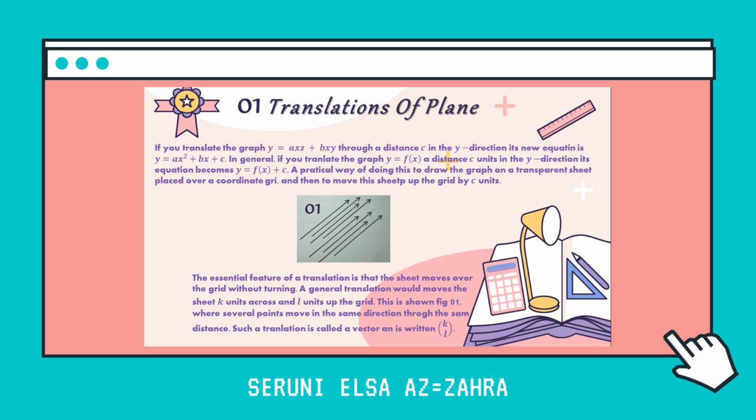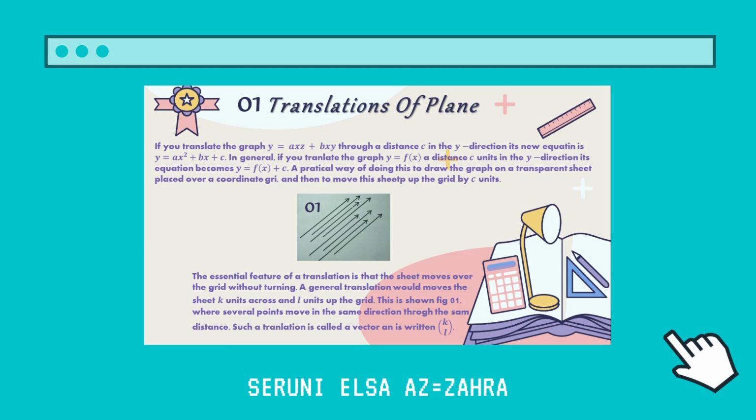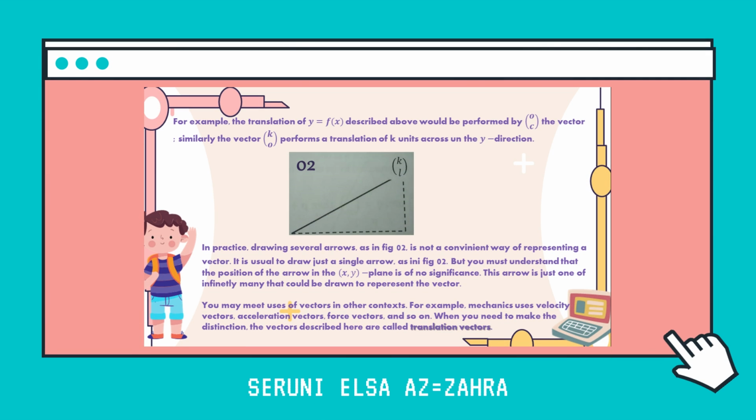A translation is called a vector and is written as the column (k, l). For example, the translation of y equals f(x) described above would be performed by the vector (0, c). Similarly, the vector (k, 0) performs a translation of k units across in the x direction.